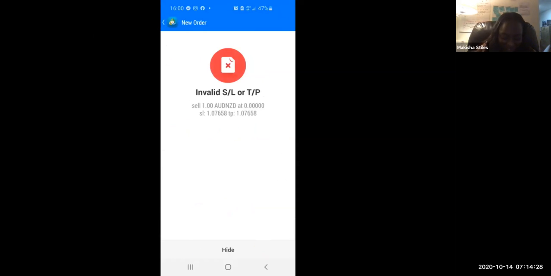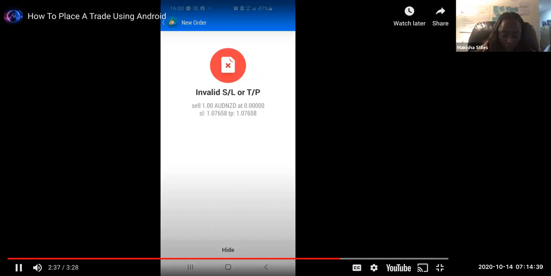You see what just popped up? Invalid stop loss or TP. That means if you put the numbers in backwards or you did something incorrect, you most likely just need to go back and look at the exact numbers that we give you.